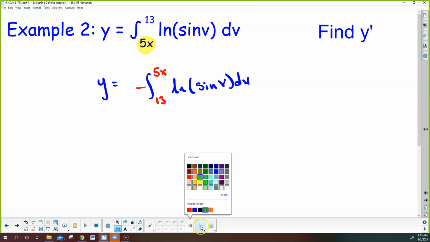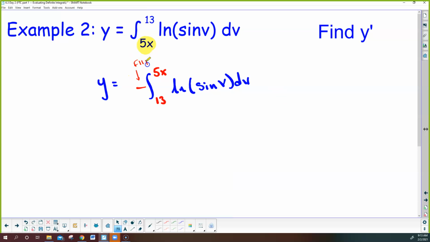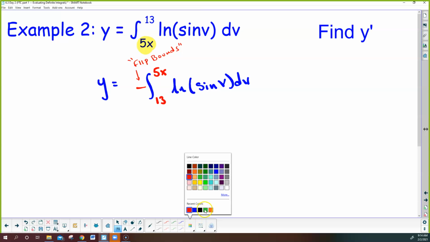All right. So that's the first thing. And some students might want to write that we flipped the bounds, because you need the x to be on top when we apply this shortcut. So now that it's there, why don't you guys go ahead and see what your answer is?